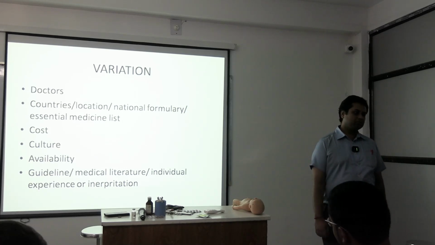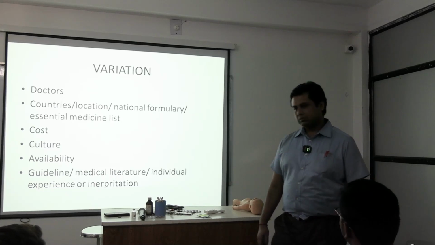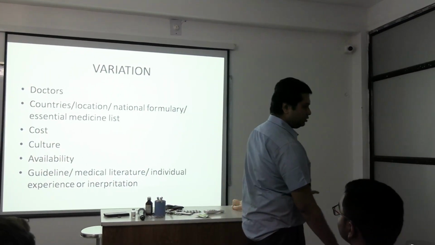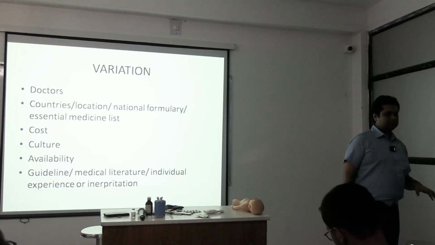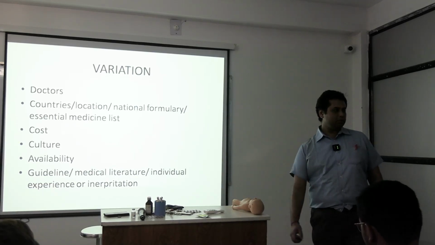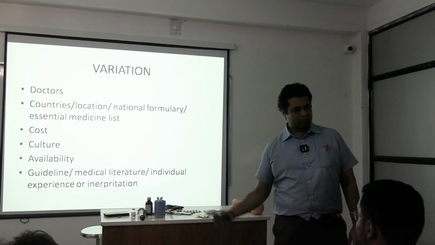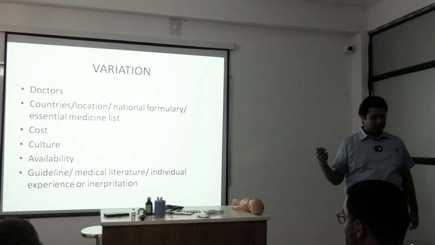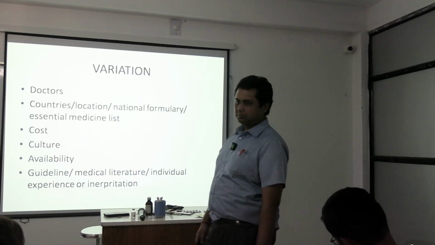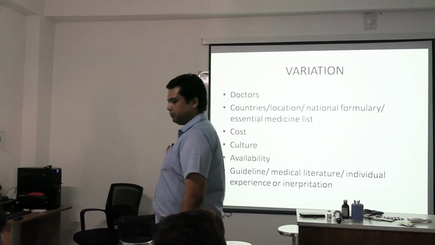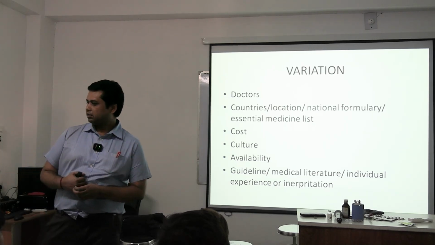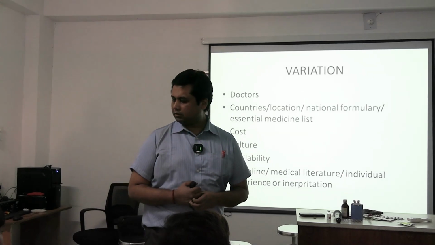What is essential medicine? Essential medicine for a country has been specified. So, if you choose a drug from the essential medicine list, it will be more helpful to the patient. National formulary means formulation, tablet, capsule, syrup. Cost. So, the patient must be able to afford the medicine. The medicine may be good, but if the cost is too high, the patient may not be able to afford it.